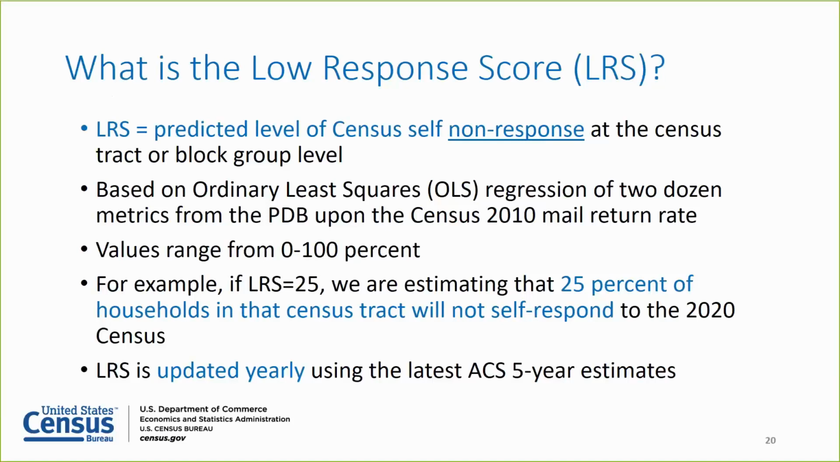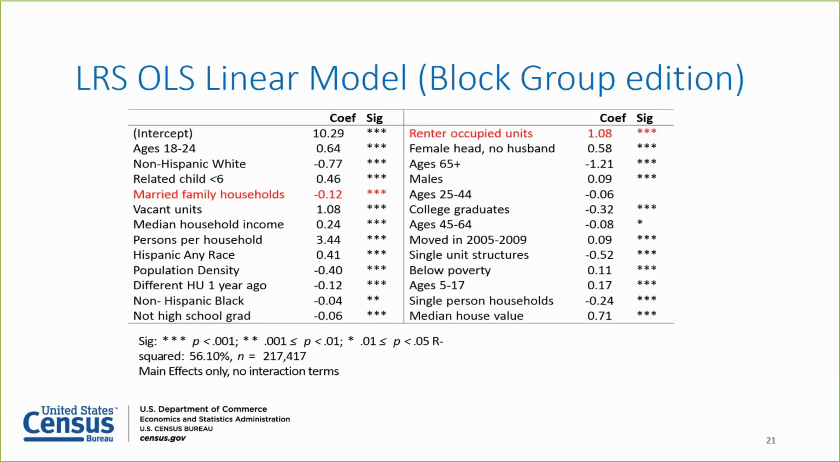The values that each tract or block group have range from 0 to 100%. If you see a tract or block group with an LRS of 25, that means we're estimating that 25% of households in that tract will not self-respond to the 2020 census. The LRS is updated yearly as the new ACS 5-year estimates become available.